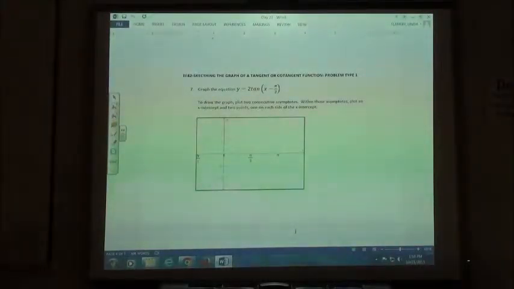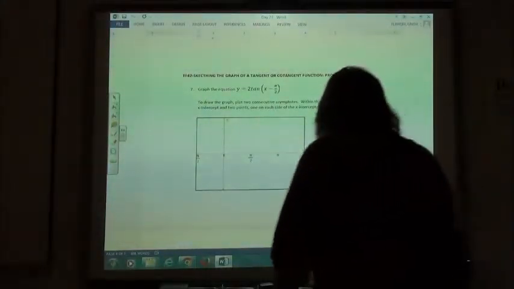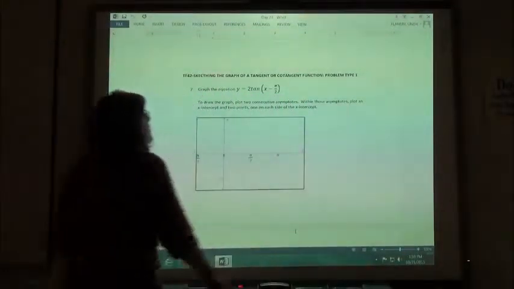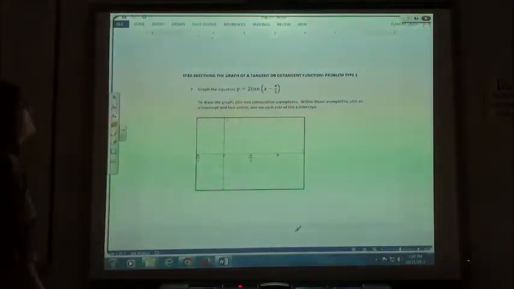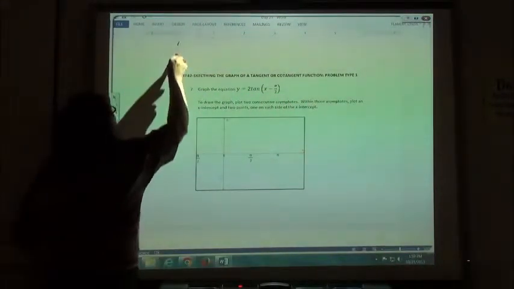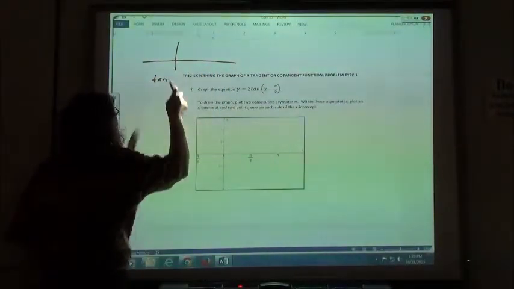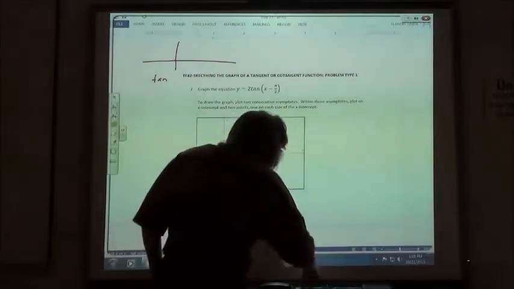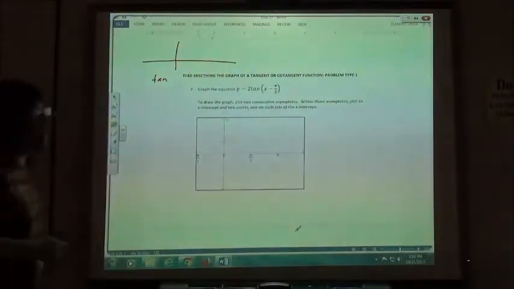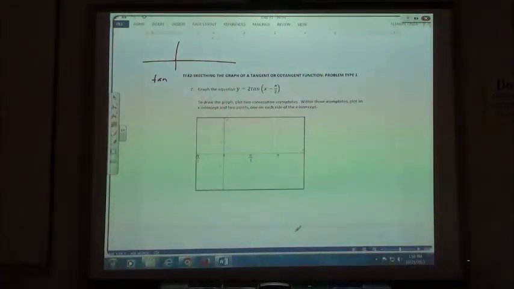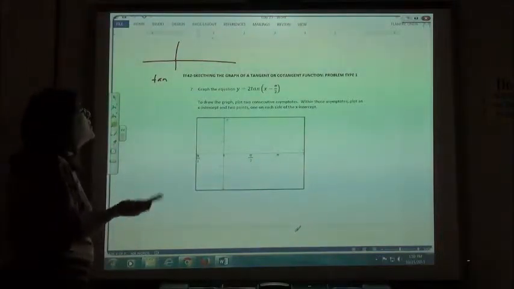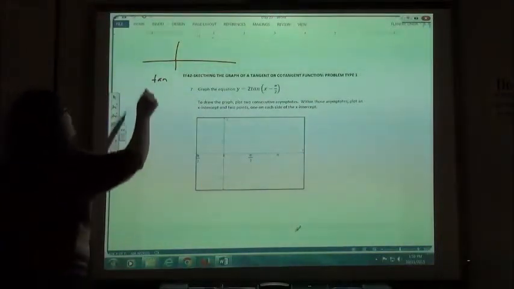All right, sketching the graph of a tangent or cotangent function. First of all, you might want to know what the graph of a tangent or a cotangent function looks like. If I have my tangent function, the normal graph of a tangent function has a period of pi. Sine and cosine had a period of 2 pi. Tangent and cotangent will have a period of pi.